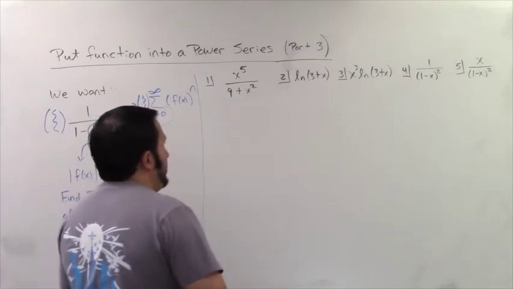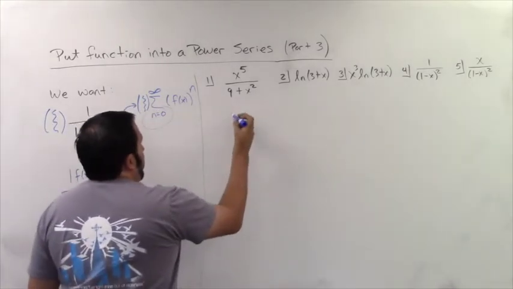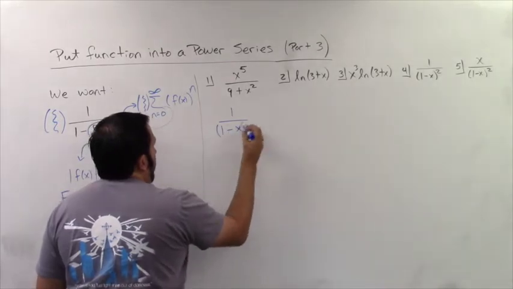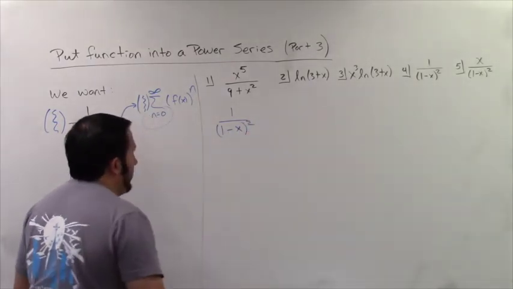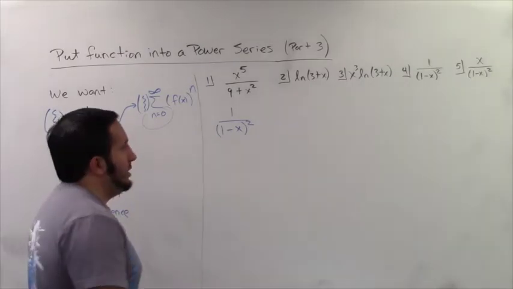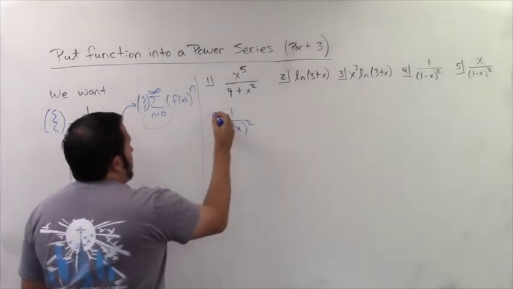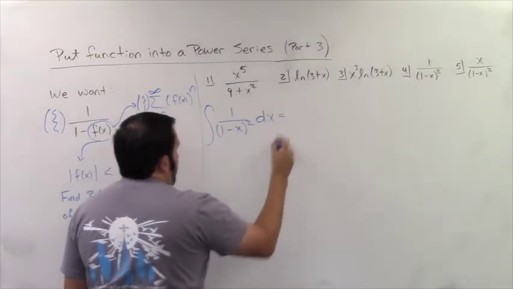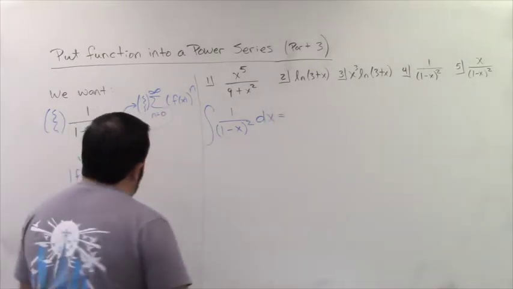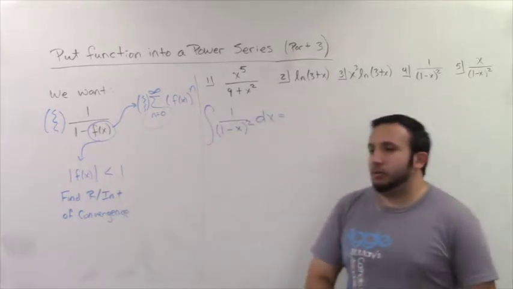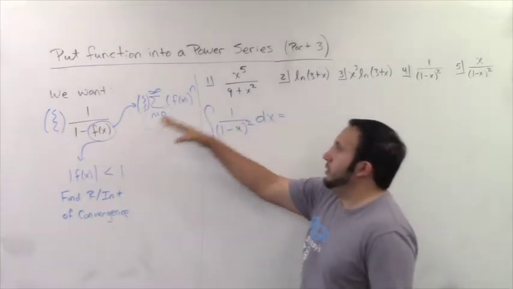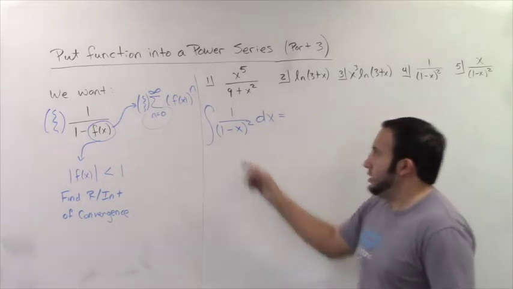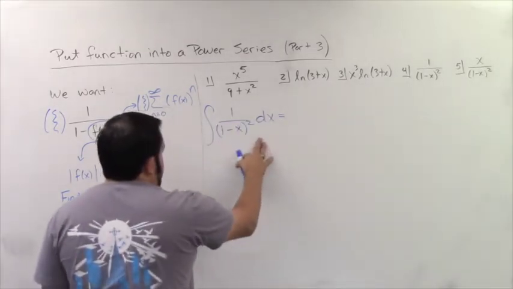Okay, so let's go ahead and take a look at number 4. I want to find the power series of 1 over 1 minus x, and the whole quantity is squared. What we're going to do with these is integrate this function first. That way I can put it into the form that I want, power series, and then we'll take the derivative to go back.